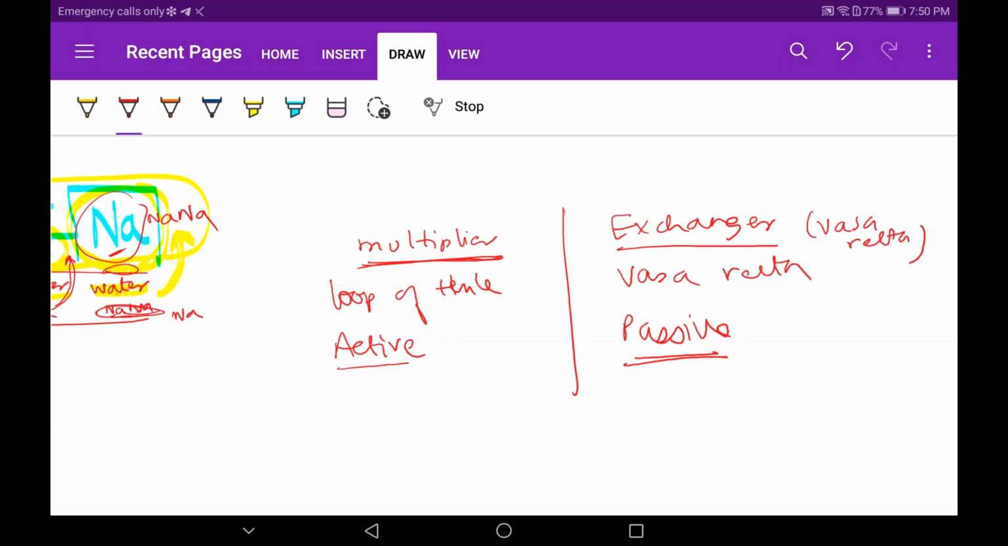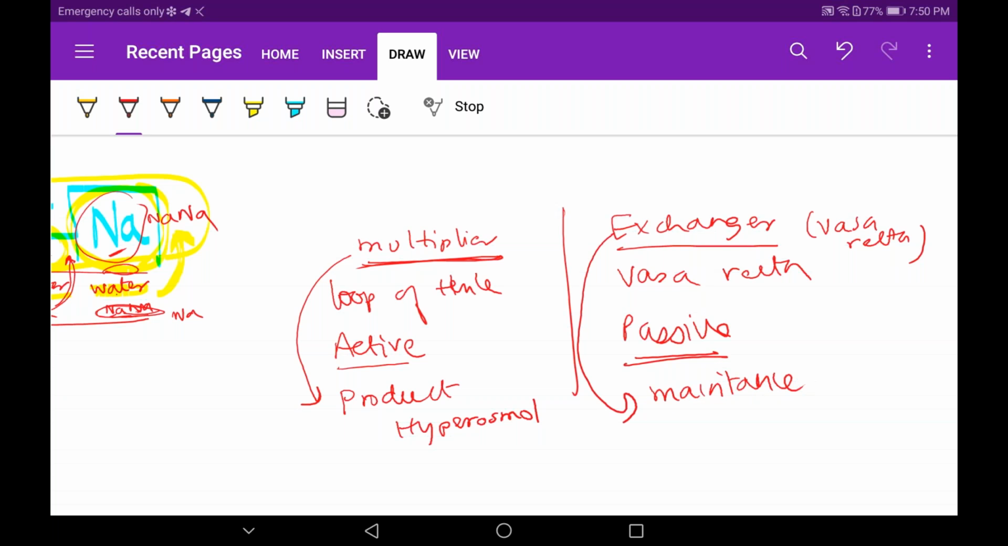It is a blood vessel, capillaries. Now, what does the multiplier do? What's its function? It's production of hyperosmolarity. But what does the exchanger do? Tell me. It causes maintenance of the hyperosmolarity. Because of the rapid exchange of these ions, it is maintaining the osmolarity of the interstitium. That's why it is given the name exchanger and the maintainer of the hyperosmolarity. Yes, we had to compare this to learn.